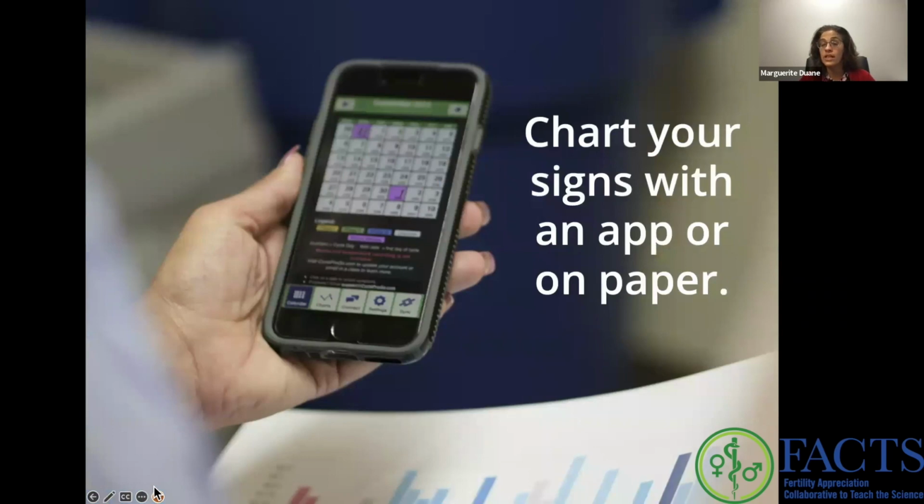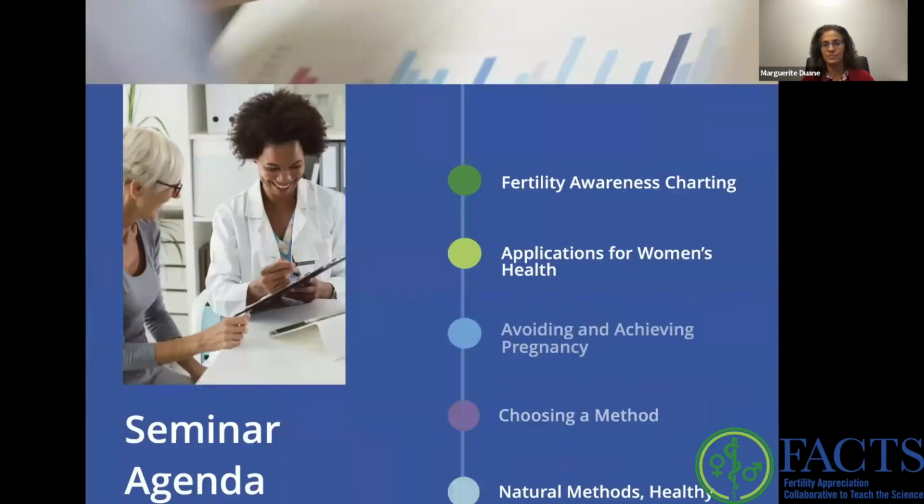Women can choose to chart their signs with an app or on paper. One word of caution though, FACTS did a study of fertility awareness-based apps back in 2015. And unfortunately, at that time, what we discovered is most apps were not evidence-based. And so we strongly recommend, if you are going to use an app, be sure to learn the method from a trained instructor and don't simply rely on the app to tell you when you may be fertile or not. An app can serve as a fantastic tool to facilitate tracking your cycle, but it's always best to learn to chart your signs from a trained instructor.